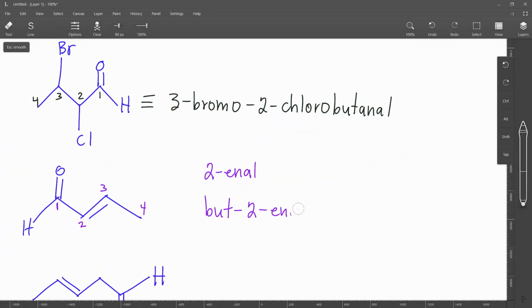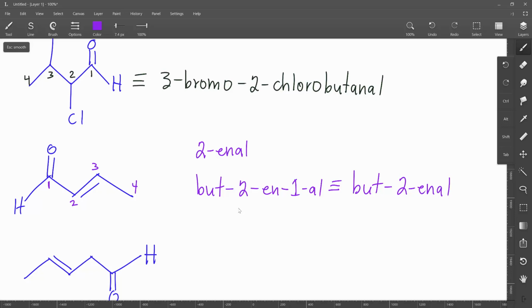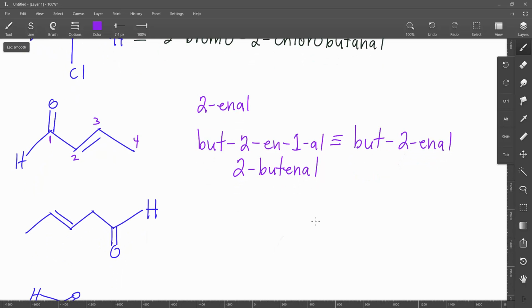There are some older notations that write it like this, but it's understood that your aldehyde, being the highest priority, takes position number 1. I could write it that way, or I could write 2-butene-al.